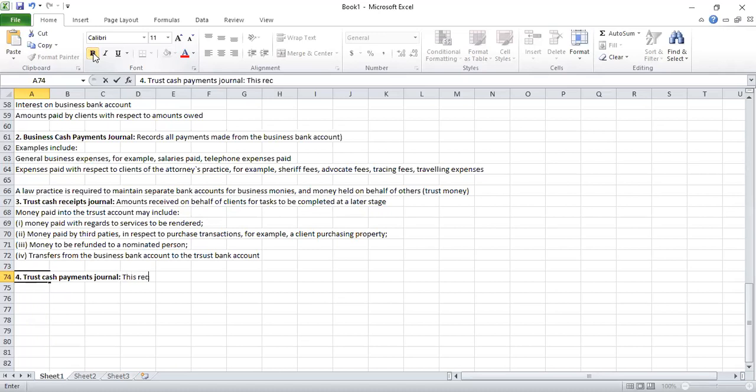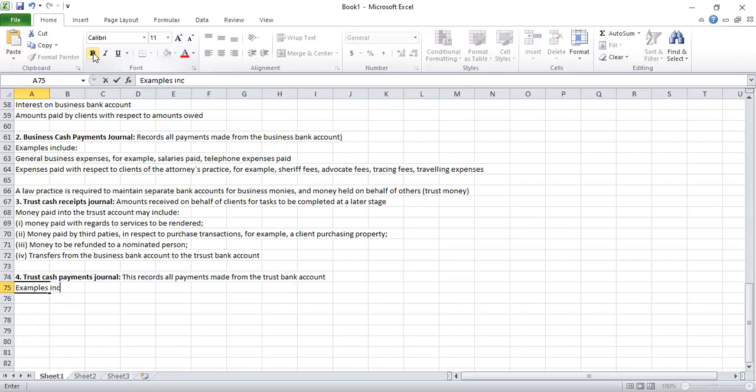This records all payments made from the trust bank account. So if we make a payment directly from our trust bank account, that amount has to be recorded in the trust cash payments now.